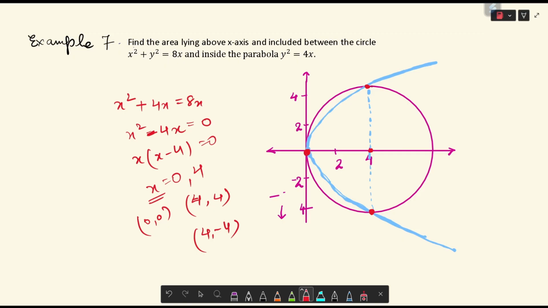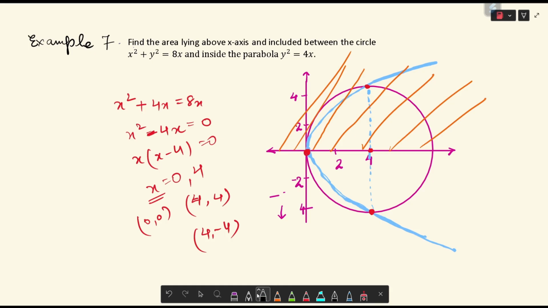नाउ वी नीड टू फाइंड आउट द रीजन जिसका हमें एरिया निकालना. वो एरिया क्या है. तो हमें क्या बोला इसने. हमें बोला गया है कि हमें एरिया लाइंग अबव एक्स एक्सिस ऊपर वाला लेना है सिर्फ. तो हम सिर्फ ये ले सकते हैं. देन इसने कहा कि इंक्लूडेड बिटवीन द सर्कल एंड पैराबोला. सर्कल और पैराबोला के बीच में. तो सर्कल और पैराबोला के बीच में आप ये भी ले सकते हो. ये वाला रीजन भी बोल सकता है कोई बच्चा. कोई ये भी बोल सकता है ये वाला भी सर्कल और पैराबोला से बाउंडेड है.